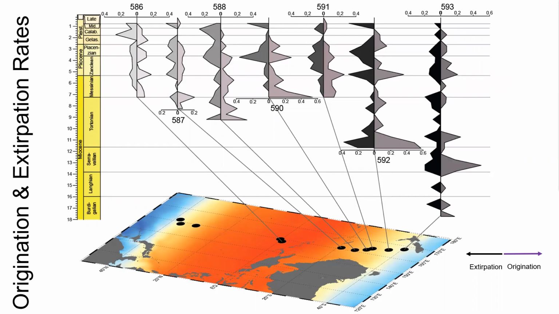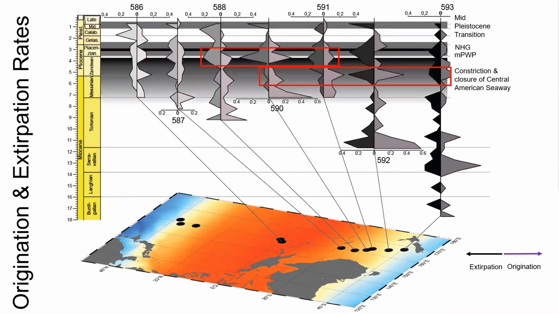Origination rates are now represented on the right side of each chart for each site in shades of purple. There appear to be 2 intervals in the mid-latitude sites that include increased local origination rates, the first straddling the late Miocene and early Pliocene, and the second within the middle Pliocene. The first mid-latitude origination rate increase that occurs close to or at the Miocene-Pliocene boundary could be related to increased constriction of the Central American Seaway.